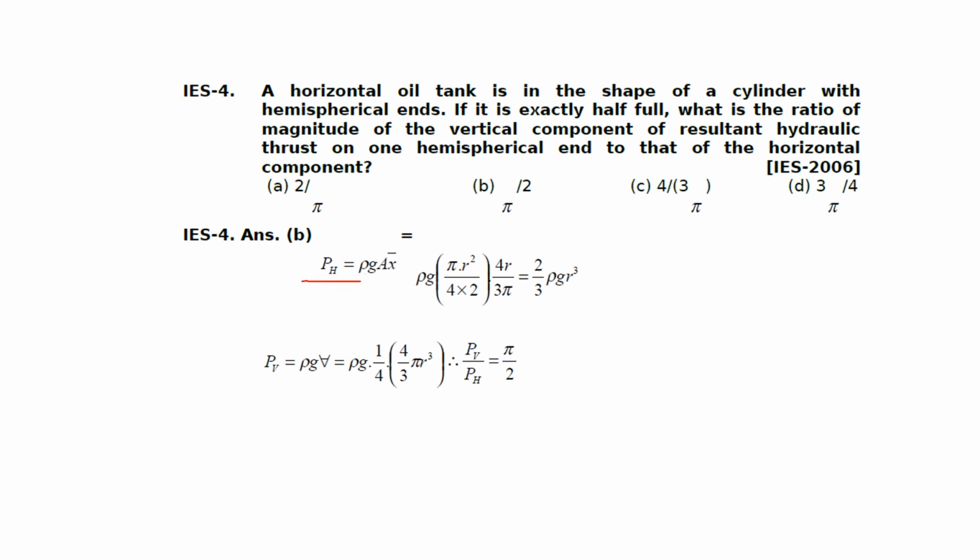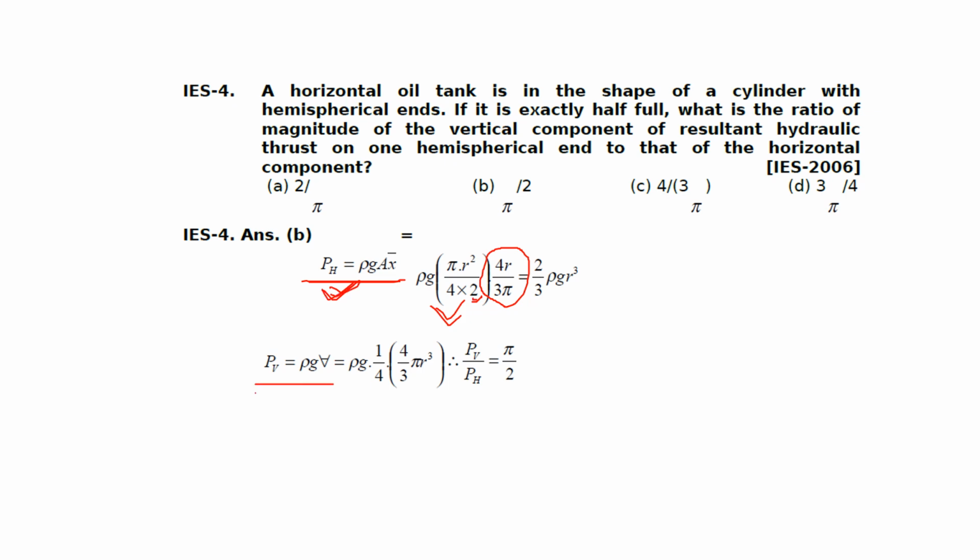So what is the horizontal force? It will be the hydrostatic force, that is rho g A x bar, you know that. This x bar is 4r by 3 pi, which we have seen in the previous question, and rho g, and area is pi by 4 d square. Since they are saying half hemisphere, it should be pi by 4 d square into half. So this is nothing but the horizontal force.